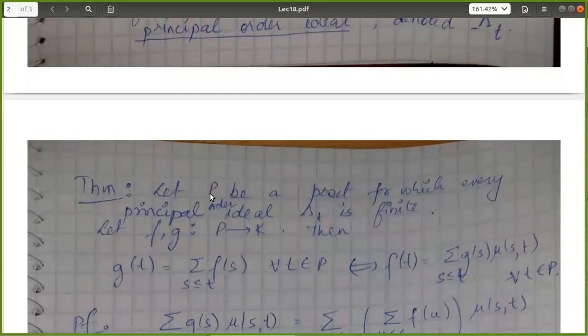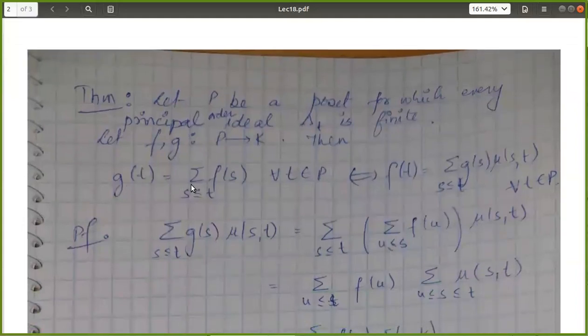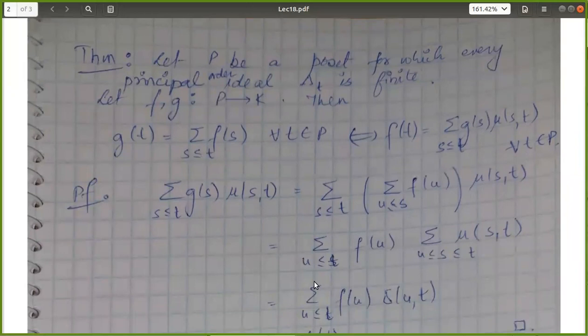So if you take two functions f and g from the poset to k, then the function g of t is expressed as a summation of f of s for s less than or equal to t, if and only if the function f can be expressed as f of t equals the summation of g of s times mu of s, t. So you see the sort of convolution coming into the picture, or rather you say that mu acts on g from the right. With this in the picture, we'll see a quick proof of this one, and there is a dual form of this. That proof we'll leave, because it follows similarly.